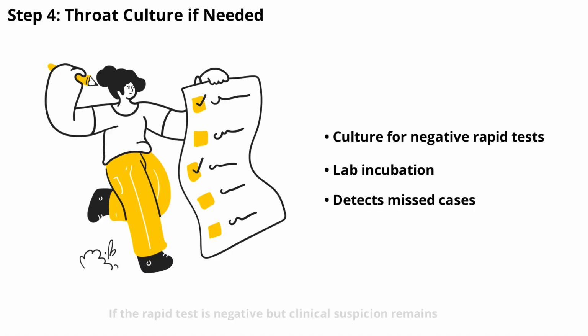If the rapid test is negative, but clinical suspicion remains, a second swab is used to perform a throat culture. The swab is streaked onto a culture plate and incubated in the lab. This step ensures that cases missed by the rapid test are still detected and treated appropriately.